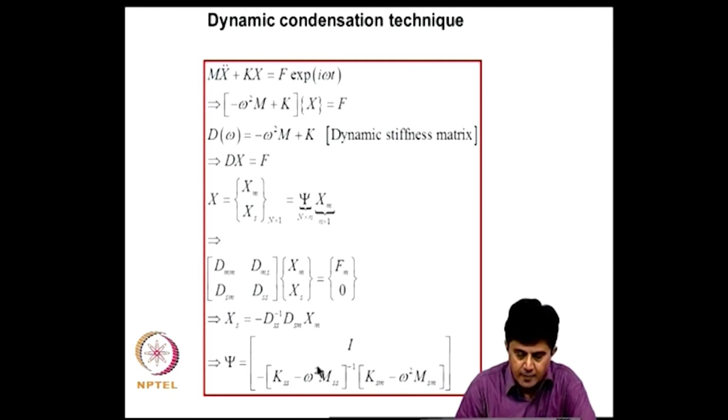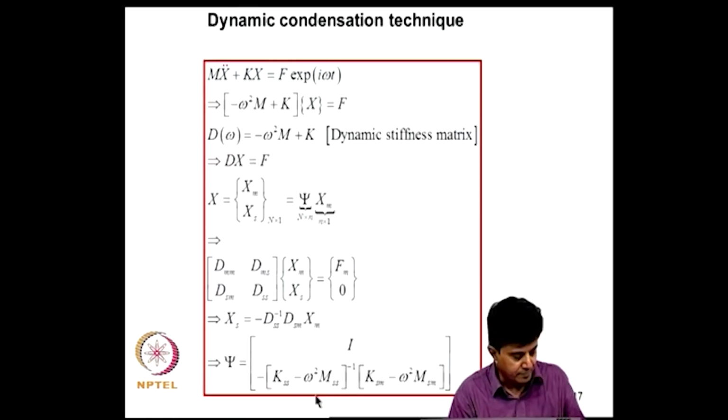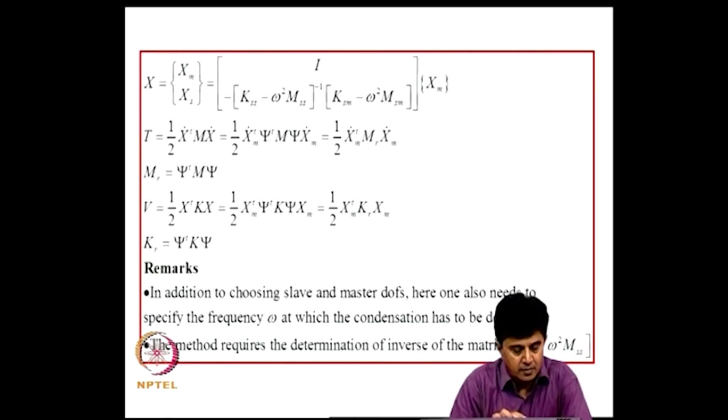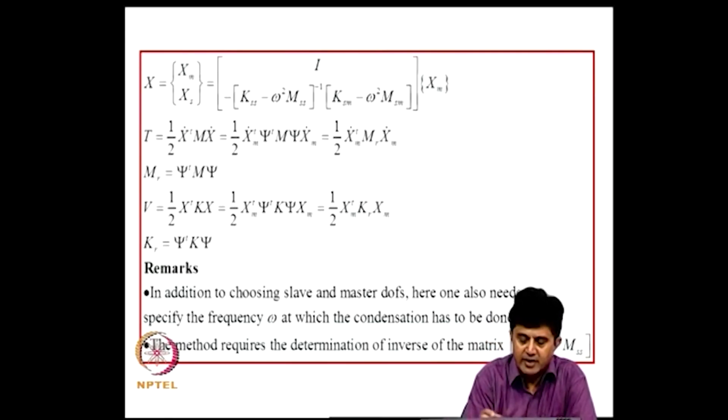Now this omega is a parameter in your model reduction. So you have to make a choice for this omega. That is in addition to making choices on which degrees of freedom should be master and which should be slaves; this reduction scheme also demands that you make a choice on omega. Now again we can do the same steps and obtain the reduced mass and stiffness matrices as shown here.